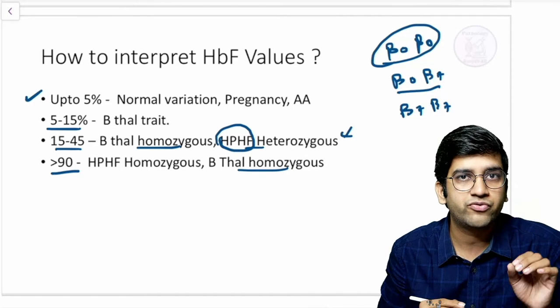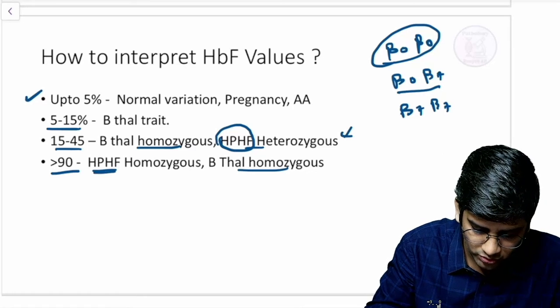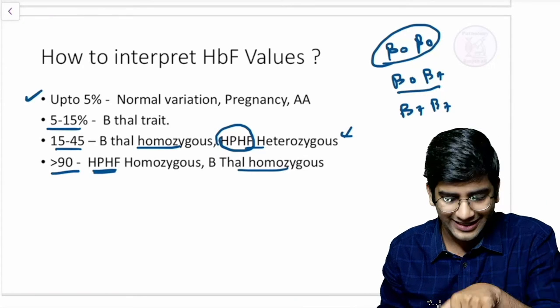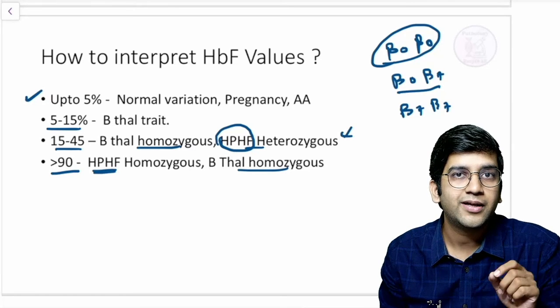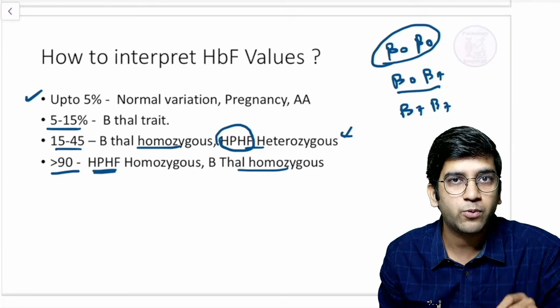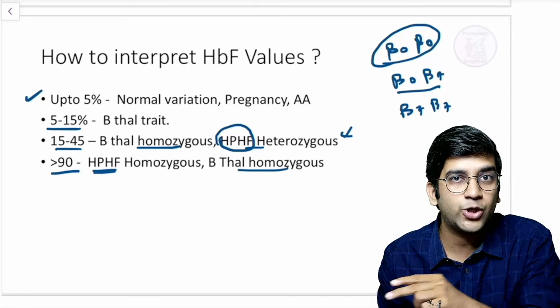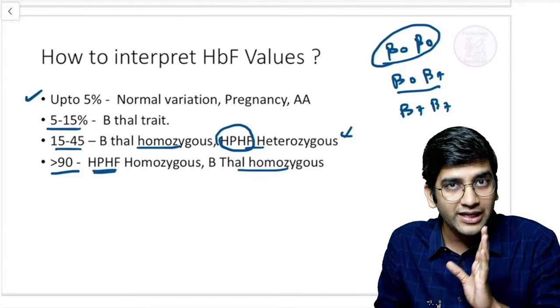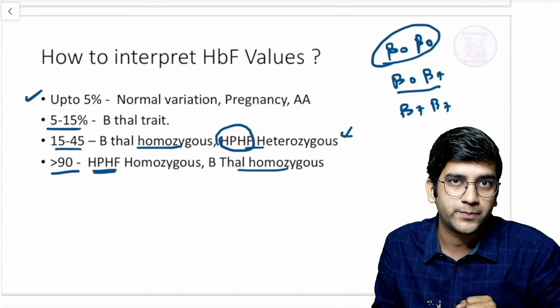Hereditary persistence of fetal hemoglobin is also there. Hereditary persistence of fetal hemoglobin, right? That's very, very important. It's HPFH, ignore that typo, right? It's persistent fetal hemoglobin. That's an important condition. Again, 15 to 45 heterozygous, more than 90 homozygous, right? This is what you're going to see if hemoglobin F is very prominent.